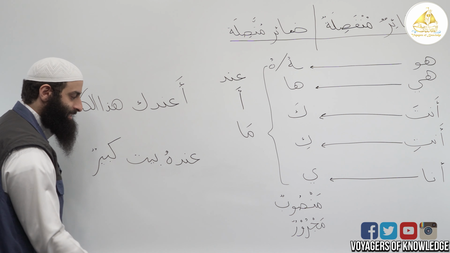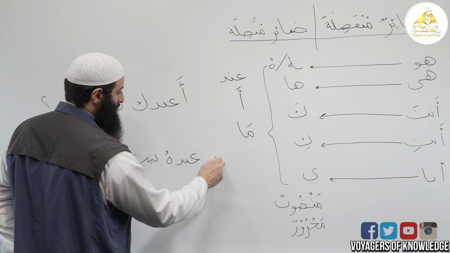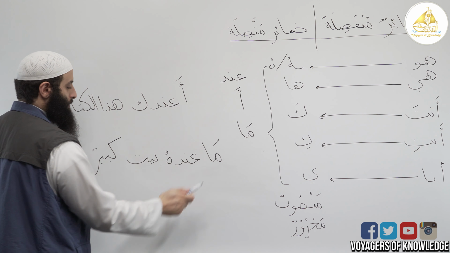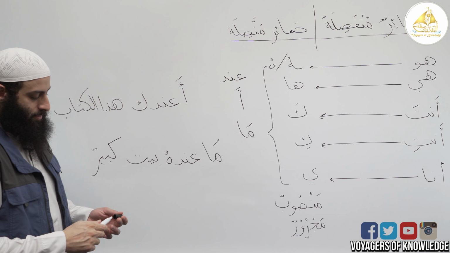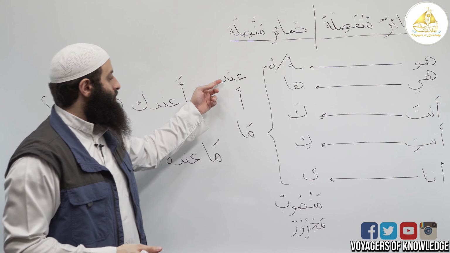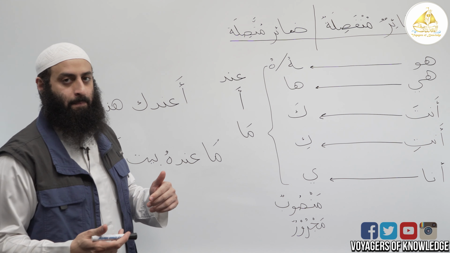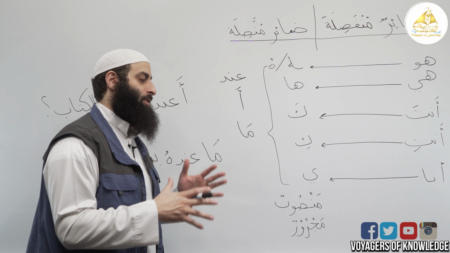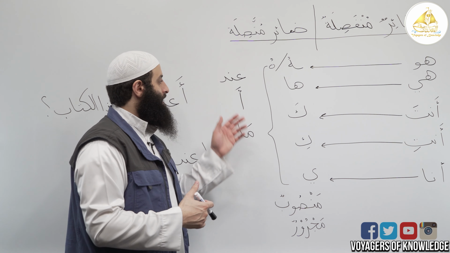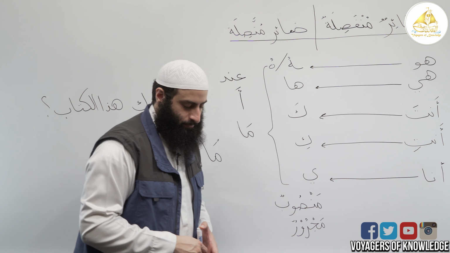So we want to say he does not. That's where ma comes in. ما عنده بيت كبير. Alright? And this is how you should be practicing your words. Using عند, أعند. Alright? And if you want to answer, ما عندي, ما عنده, ما عندك. And in this way. Alright.